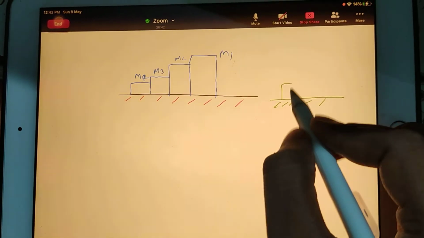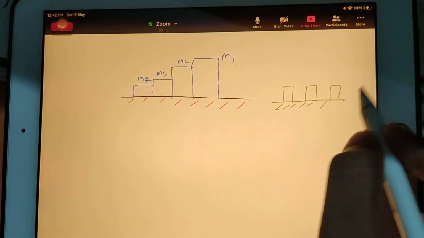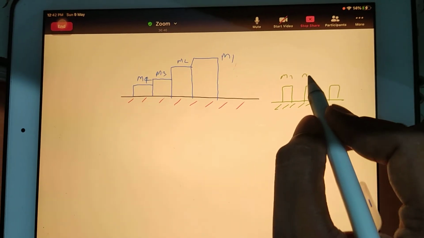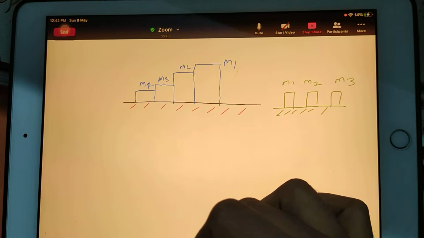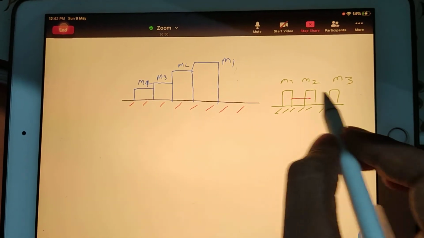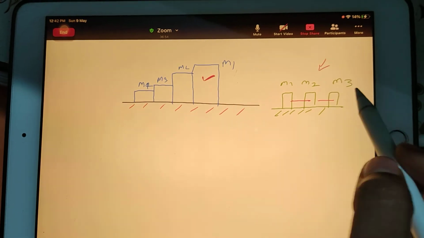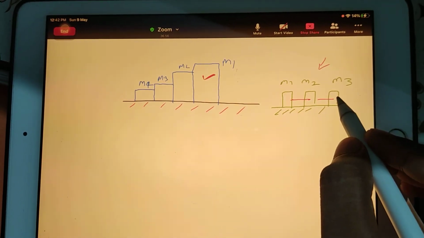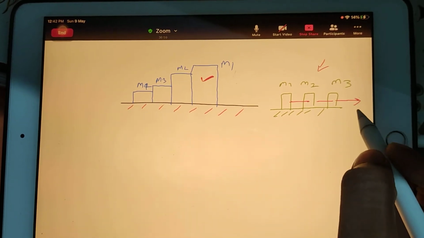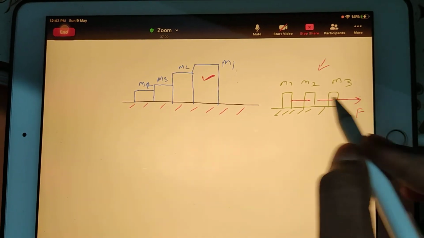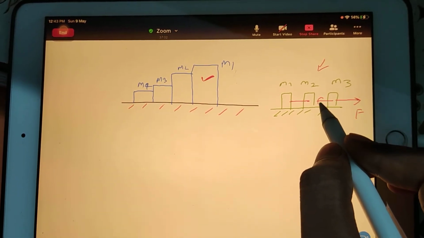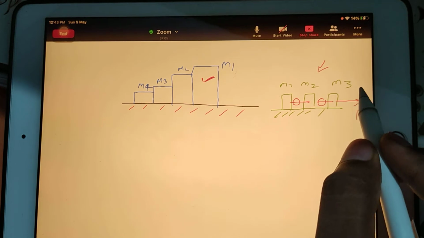We will also understand another kind of question where suppose you have a road. You have one block, another block, with masses m1, m2 and m3. They are actually connected by a string. Here you have direct contact, but here they are connected by a string, and all are being pulled by a common force F. So we have to find out the tension in this string, and the tension in this string, okay?